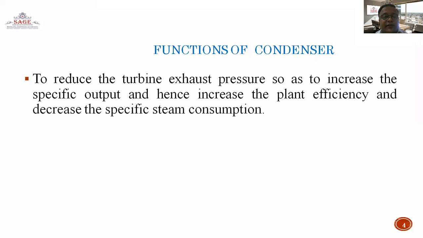What are the functions of the condenser? To reduce the turbine exhaust pressure so as to increase the specific output, and hence increase the plant efficiency and decrease the specific steam consumption. This is the main function of the condenser. If the expansion of the steam is done at reduced or vacuum pressure, the maximum work done is obtained when the reduced-pressure expansion takes place in the condenser unit, and there will be a chance of the steam being condensed into liquid form.